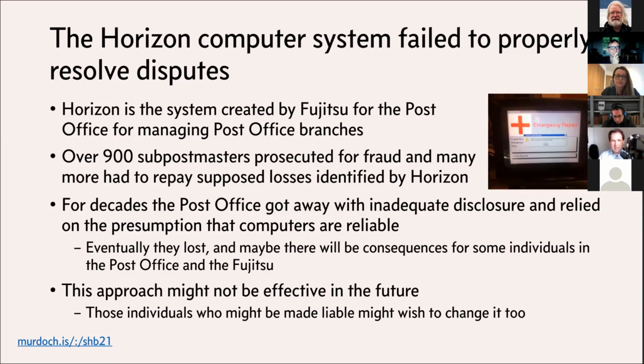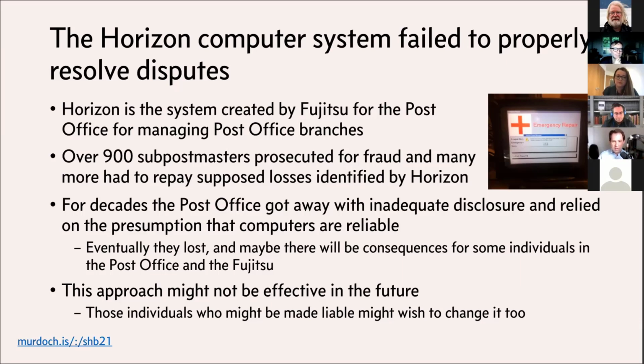Here's a screenshot of it conducting an emergency repair. When one of these bugs happened, it sometimes resulted in money disappearing. And when that happened, often the sub-postmaster was prosecuted for fraud. Over 900 of these were prosecuted criminally. There are more who have been prosecuted or who've lost money in other ways. This only recently got resolved through a long and expensive court case. What was discovered is that the post office were not disclosing what they should have. Had they done so, it would have been apparent that the computer system was buggy and falsely accusing people of fraud.